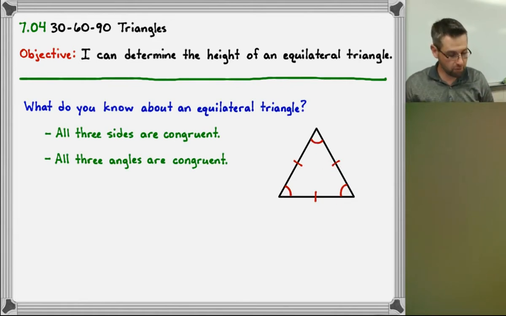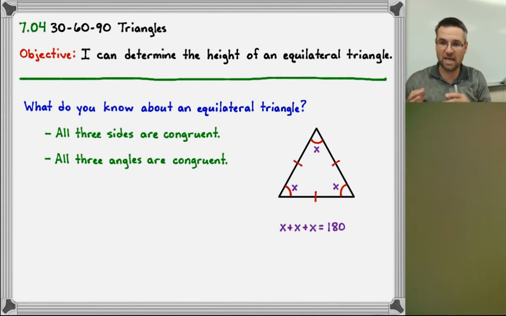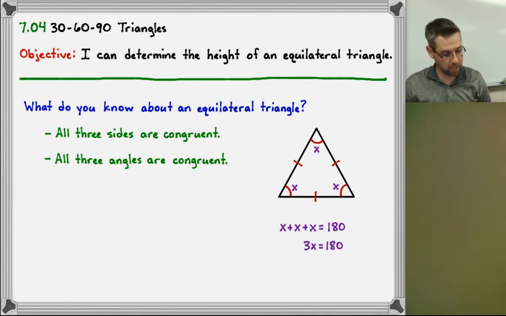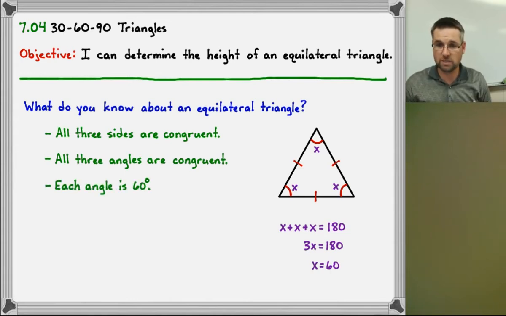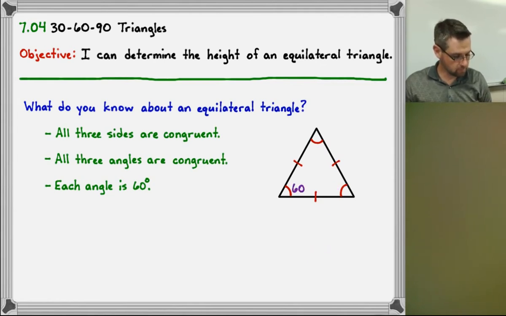Well, what does that mean? If all three angles are congruent, then we can call each one of them x, x, and x because they're all the same, right? If they were different, we would use different variables. But because all these angles are the same, we're going to call them all the same variable. And we know that the three angles in a triangle always add up to 180. So we can say x plus x plus x equals 180. Then combine like terms, we get 3x equals 180, which implies that x is 60 degrees. In other words, all the angles are congruent and each angle is 60 degrees. So we can replace those with the angle measurement of 60 degrees.